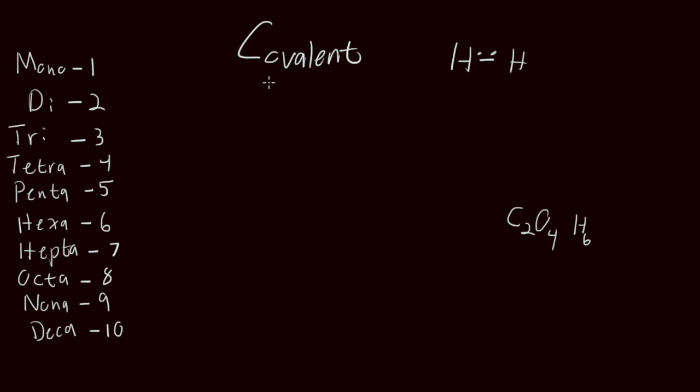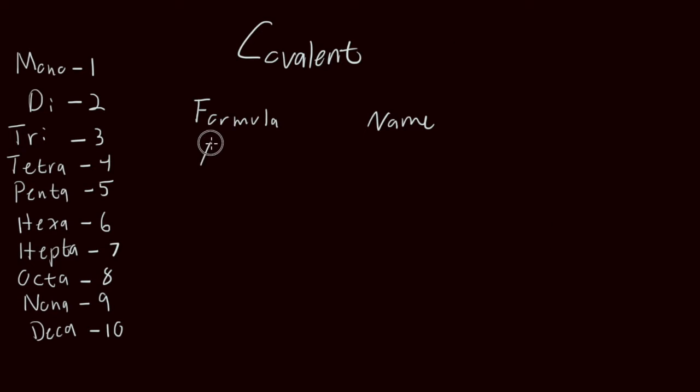And so we want to be able to go from a formula to a name. So let's put a few examples up here. Let's go from a formula to a name. Let's start with something like N2O4. This is going to be nitrogen, this is oxygen. So we're going to take these two as our base elements. So I'm going to put a nitrogen here, nitrogen, and then my oxygen here.